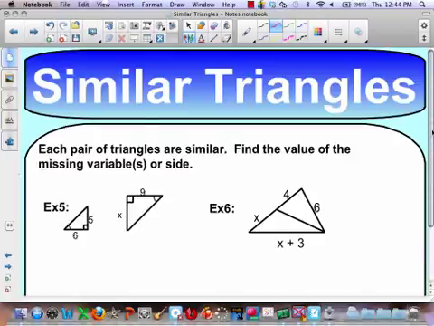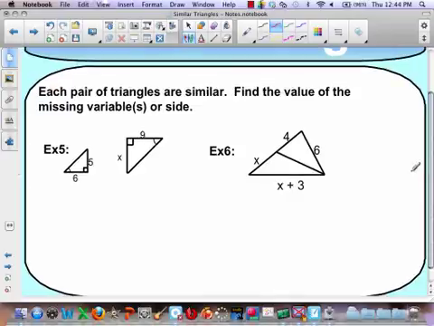Alright, now the fun job: setting up the proportions. We look at example 5. How would we set that up? Again, what are your corresponding sides? You guys really get to look at these and use your spatial skills. What corresponds to what?